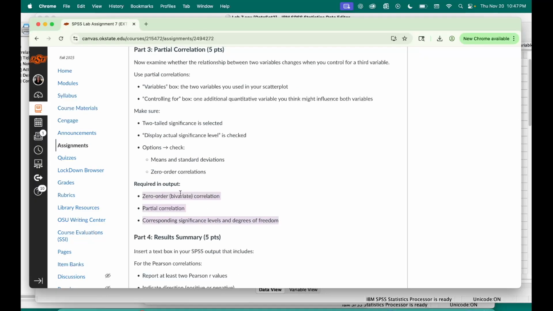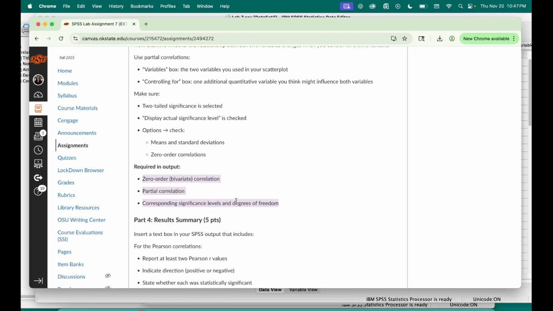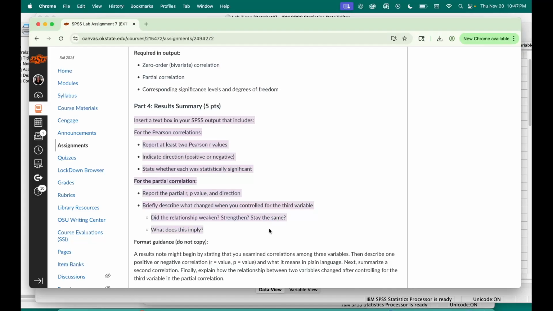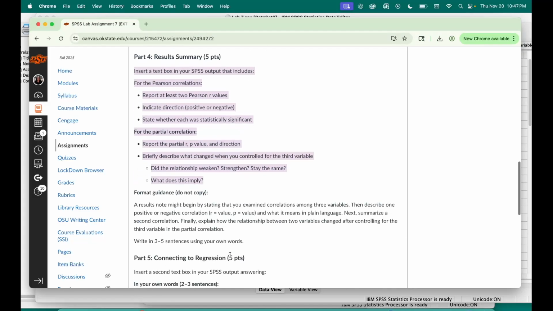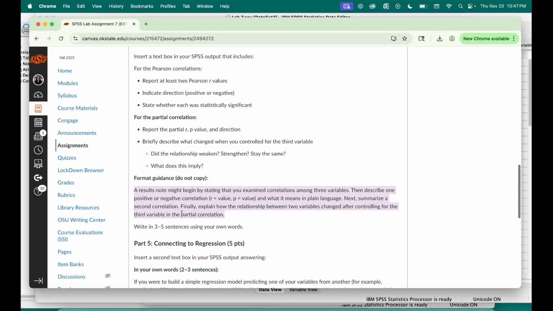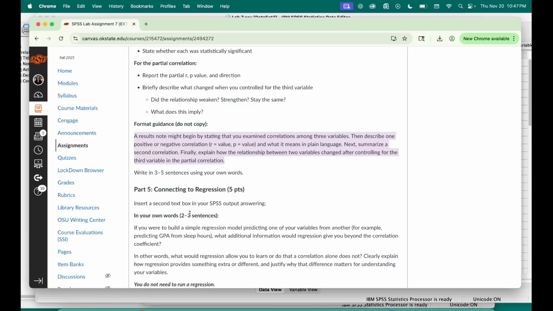For the partial correlations, you'll get both the bivariate, or that original Pearson correlation, as well as the partial correlation once controlling for that third variable you introduce. And then the significance levels, of course, the p-values. Then you'll have your results summary. So in your text box, writing up the results, I've included everything that should be in the write-up, everything that should be reported, as well as the general format of how that's presented.